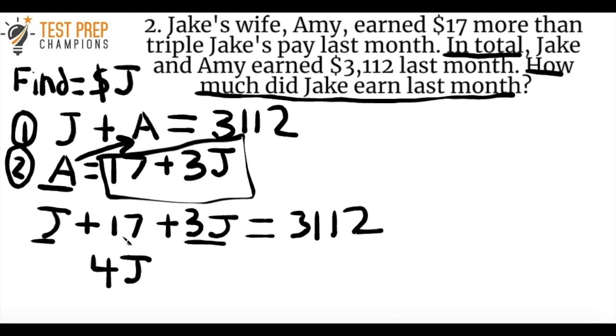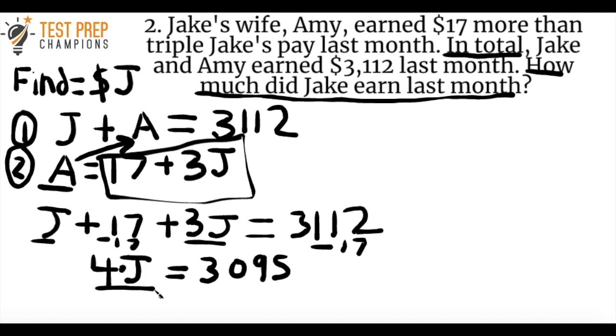And we'll have the 17 here, but we can subtract 17 from both sides of our equation. So let's do that. So we subtract 17 from both sides of the equation, and we're left with 4J equals 3,095. And so we have 4J equals 3,095. So this 4J is 4 times J.